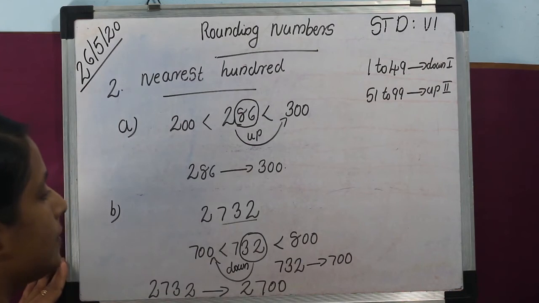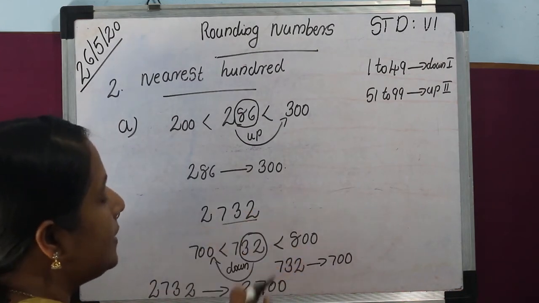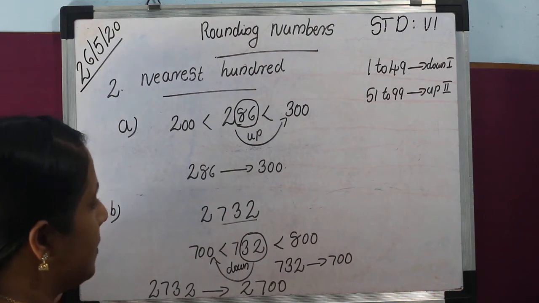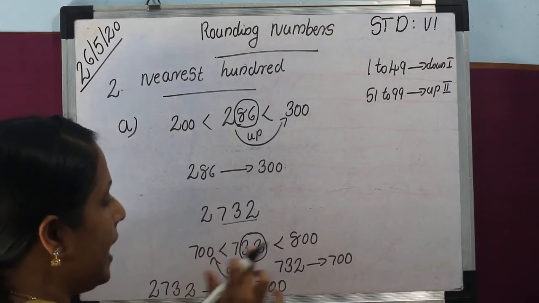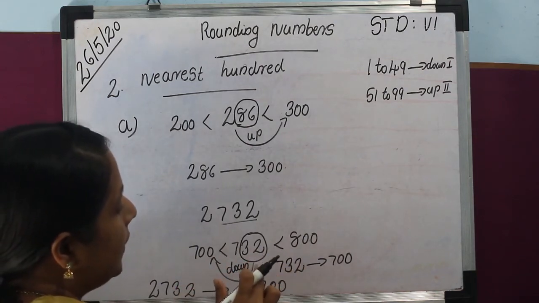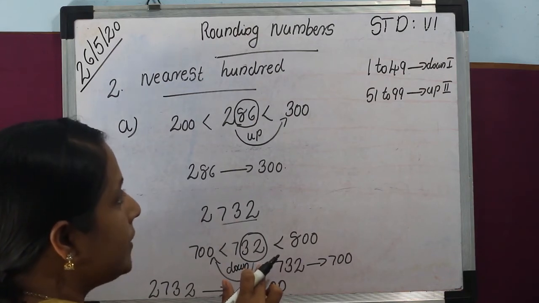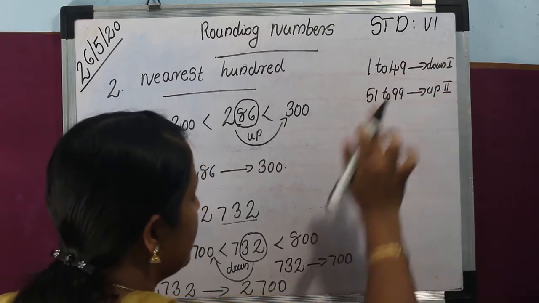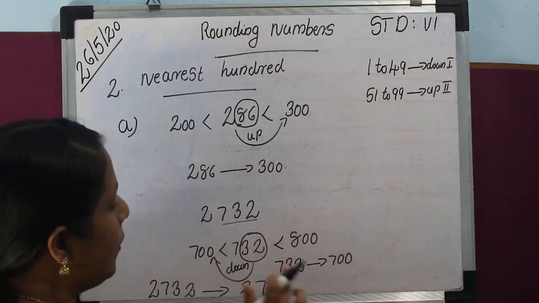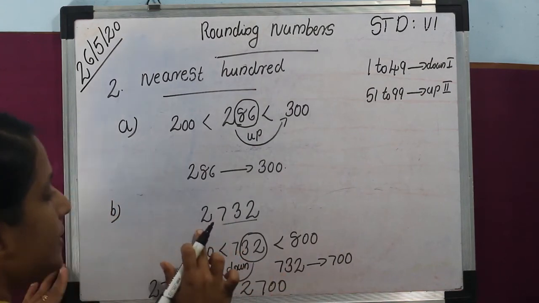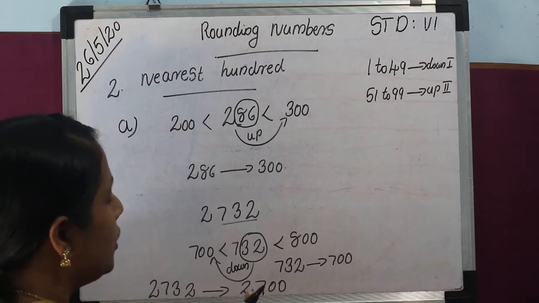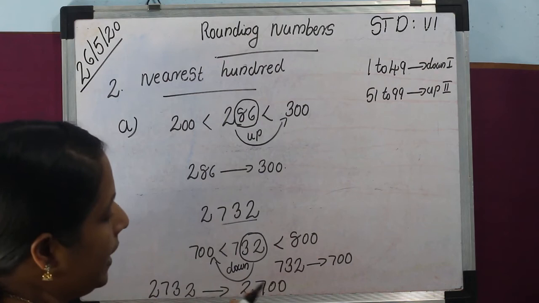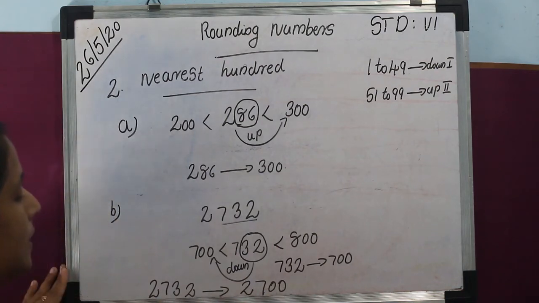Then the next problem, 2732. Actually this is a thousands place number. Here we want the hundreds part, that is 732. So we know that 732 lies between 700 and 800. Okay. Then we take the number 32. 32 belongs to the first category, that is, it is rounded down to the first number. So 732 is rounded down to 700. Actually our number is 2732. So 2732 is rounded down to 2000. In the place of 732 we write the number 700. Therefore 2732 is rounded down to 2700.